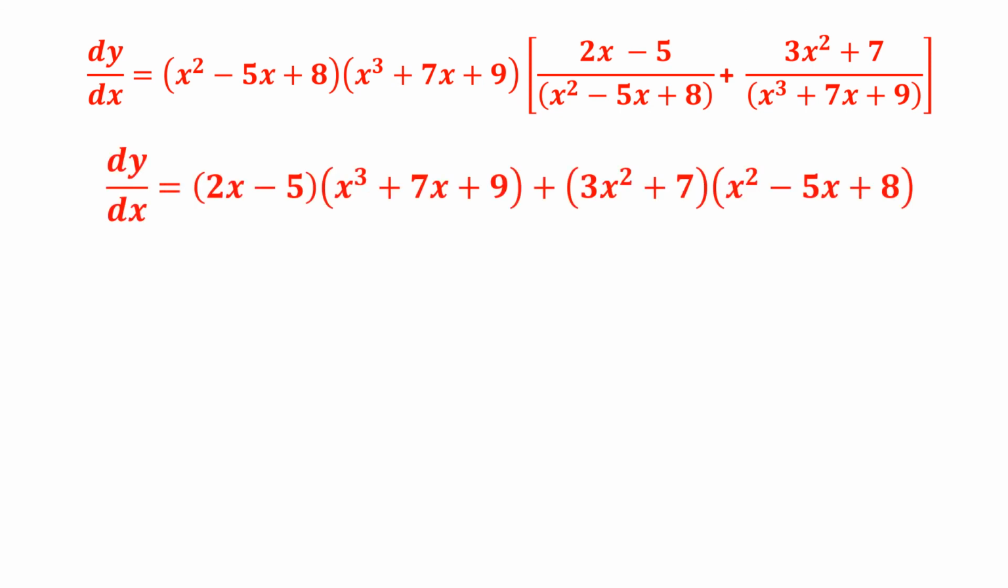We continue to bring it inside. It will become 2x minus 5 into the brackets x cube plus 7x plus 9, because x square minus 5x plus 8 will get cancelled. In the second case, x cube plus 7x plus 9 will get cancelled. So it is 3x square plus 7 into x square minus 5x plus 8.